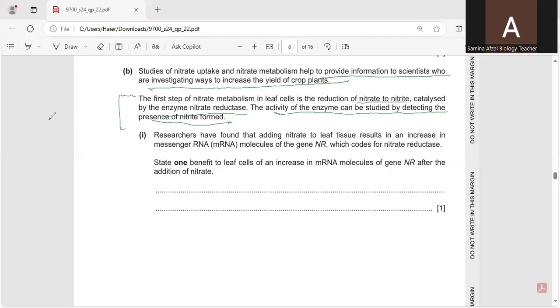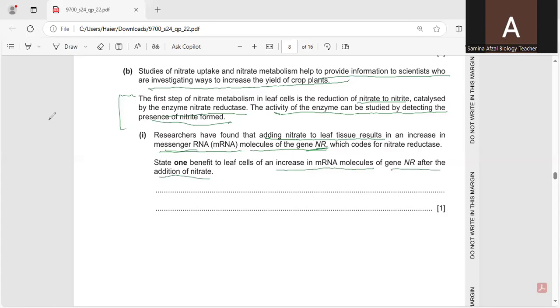So researchers have found that adding nitrate to leaf tissue results in an increase in messenger RNA. So when nitrate is added to the leaf tissues, there will be the increase in the messenger RNA molecules of the gene NR, where NR stands for nitrate reductase. So state one benefit to leaf cells of an increase in messenger RNA molecules of gene NR after the addition of nitrate.